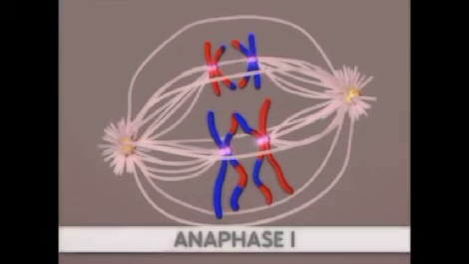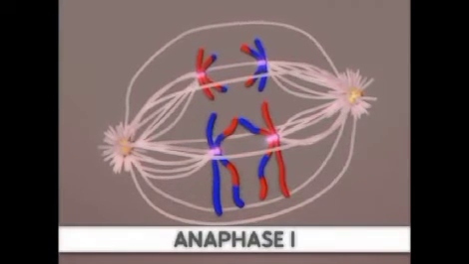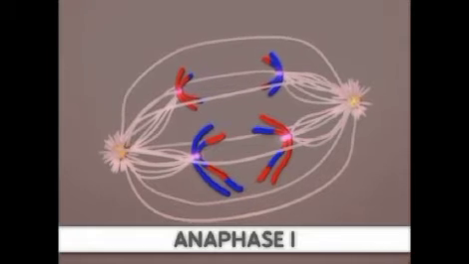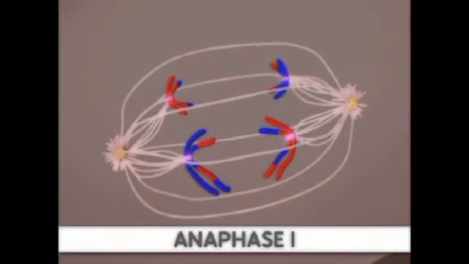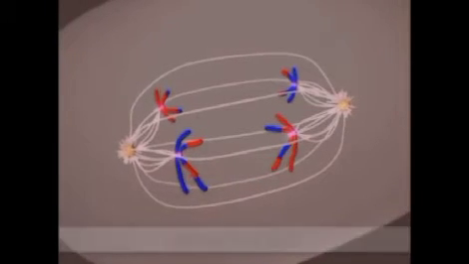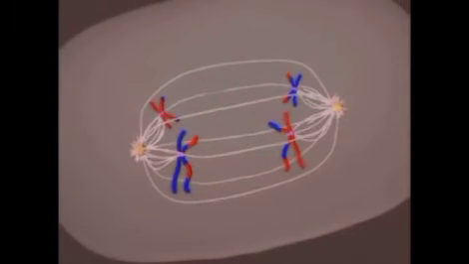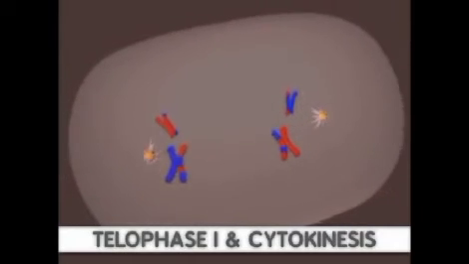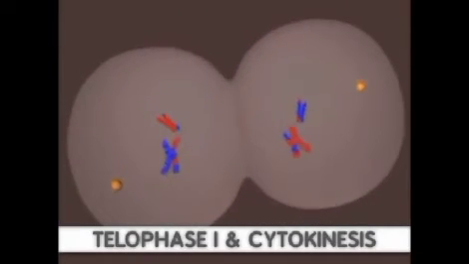The next phase is anaphase I. During this phase, homologous chromosomes separate and migrate to the two poles of the cell. Importantly, the sister chromatids remain attached at their centromeres. The final steps of meiosis I are telophase I and cytokinesis. Here, the cell divides into two daughter cells.